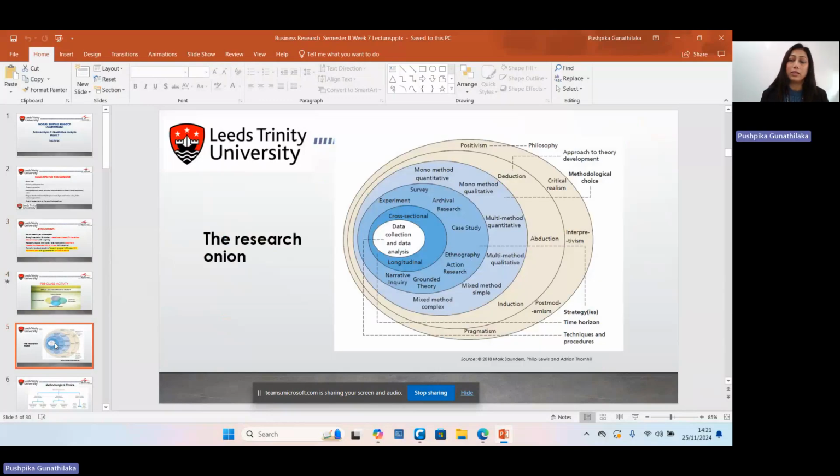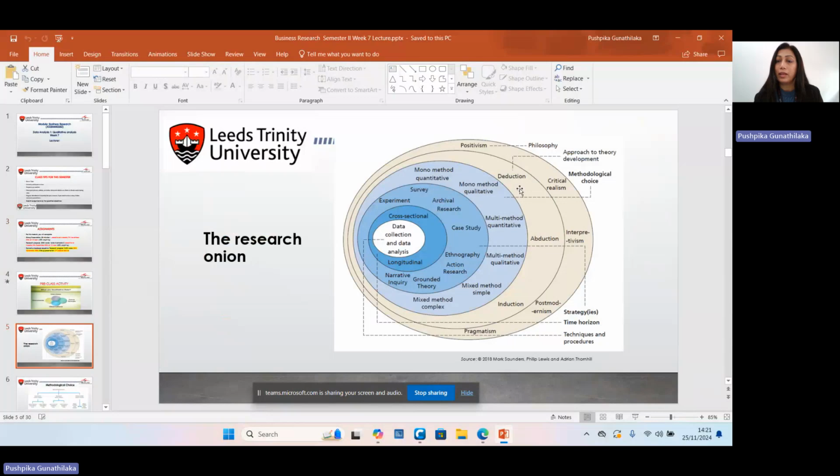In the research process, we are using this research onion introduced by Saunders. Mark Saunders came up with this research onion where there's a research philosophy, and the whole process and research methods are explained. So in the outer skin of the onion, it explains the research philosophy. Positivism, critical realism, interpretivism, likewise, there are different philosophies. So that is explained in the outer skin.